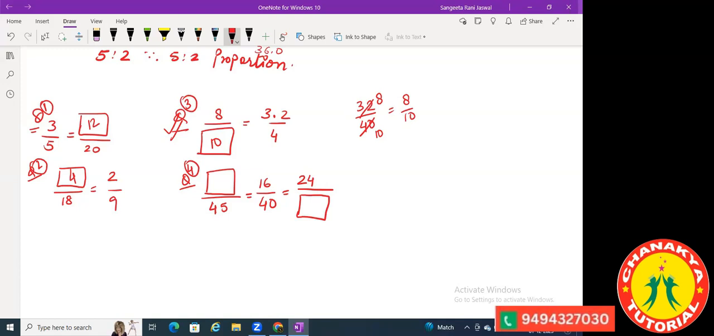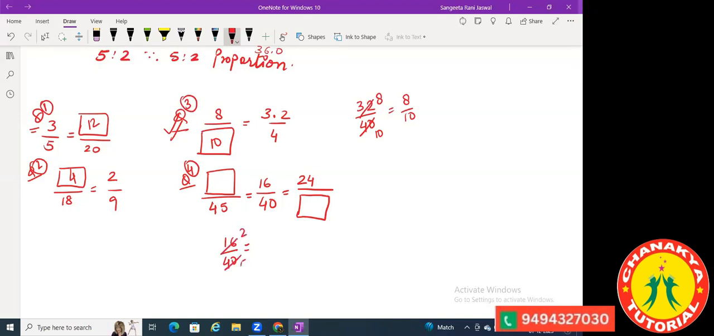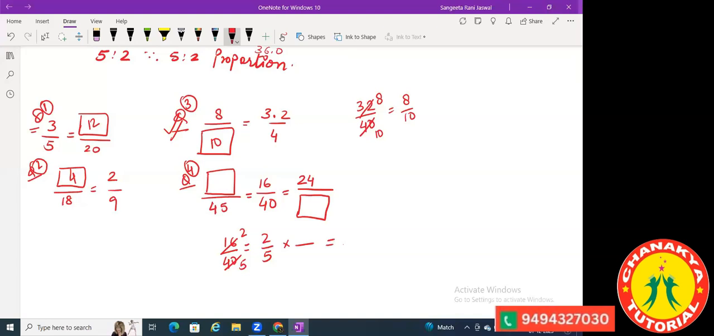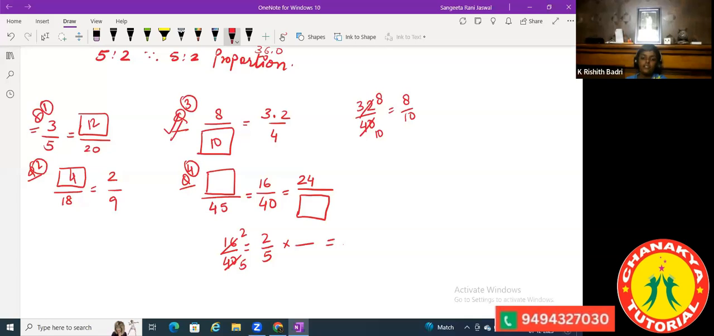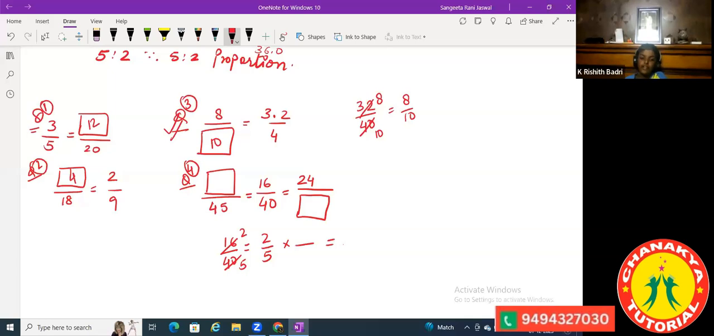Look here. See, you have 16 by 40. So when you reduce 16 by 40 to a lower form, what do you get? It can go with 8. 8 2s are 16, 8 5s are 40. So you get 2 by 5. So if I want to make this 5 as 45, what will I do? Ma'am, we should multiply with 8. No, ma'am. Multiplied by 9. Ma'am, we should multiply it by 9.